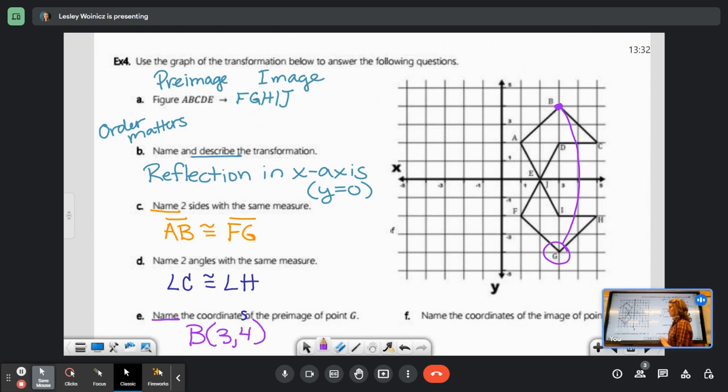Now we have to do the same thing for the image of point A. So A mapped to F. So we know it has to be point F. And F's coordinates are (1, -2).